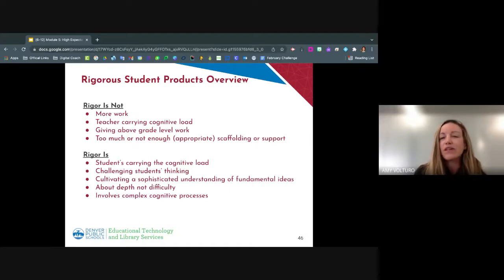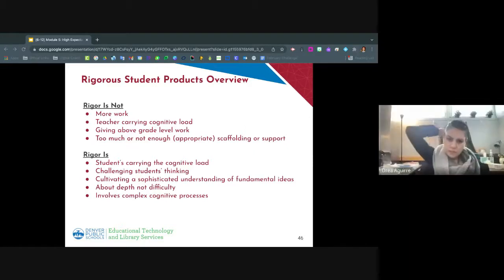And then what rigor looks like, and what we're really going to be discussing today in this strategy group, is students carrying that cognitive load that I talked about and how to really make that shift. And we're going to walk you through what that actually can look like. Challenging students' thinking, so students are really thinking deeply about something in the outcome and explaining it. Cultivating a sophisticated understanding of fundamental ideas, about depth, not difficulty. So again, we're really going to be going into depth about how this can actually look in a lesson in your classroom and involves complex cognitive processes.